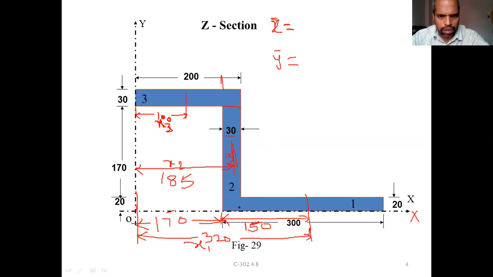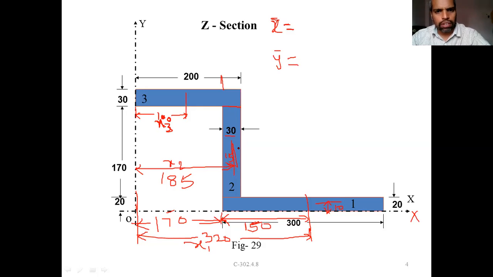From this reference axis, where is y1? The centroid is here, so what is the distance of this one? This distance is 20 by 2, that is 10, because again it is a rectangle and the centroid lies at the midpoint, 20 by 2, 10 mm.